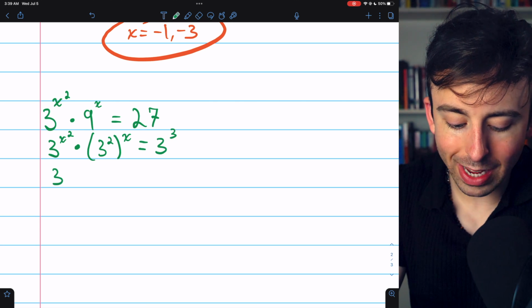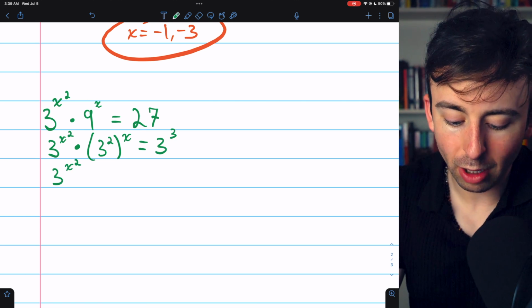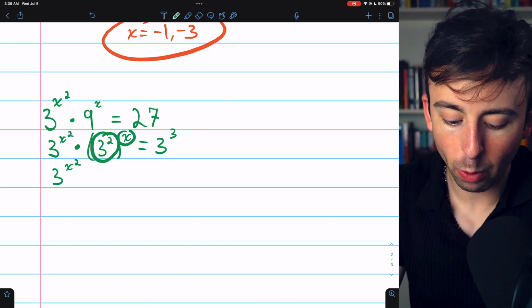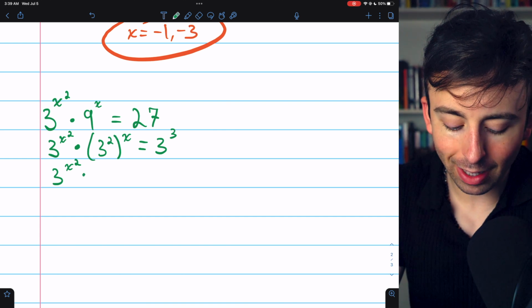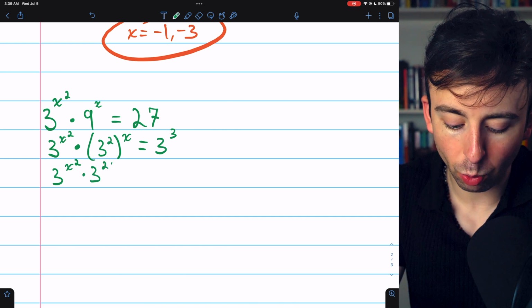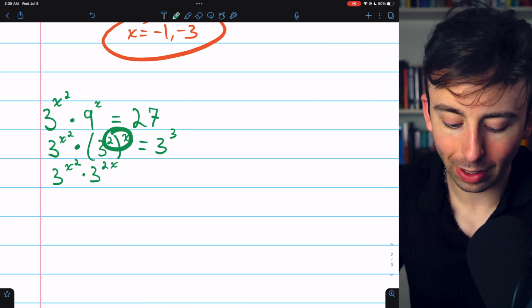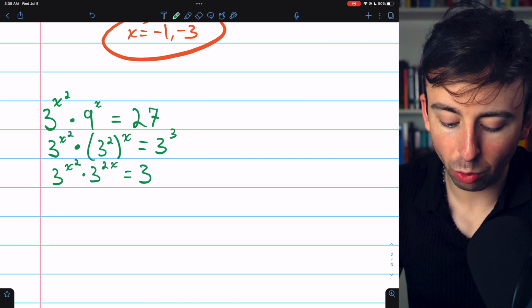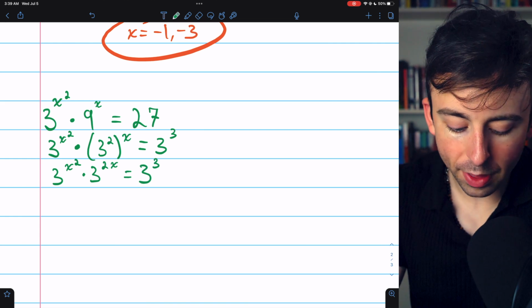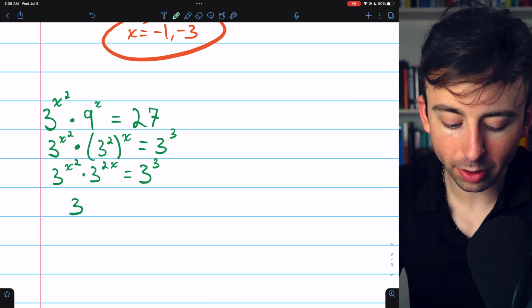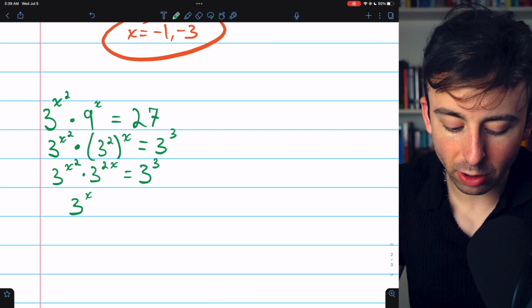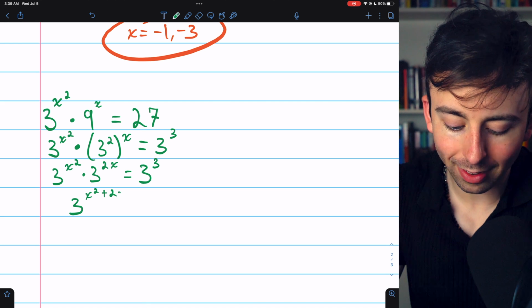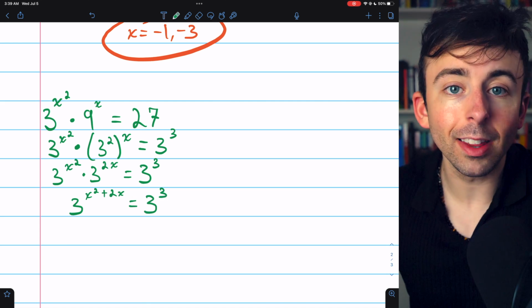Then we can apply our exponent rules. 3 squared to the power of x is the same as 3 to the 2x because we just multiply those exponents. This is equal to 3 to the power of 3. Then we can apply more exponent rules. 3 to the x squared times 3 to the 2x is 3 to the x squared plus 2x. Just add the exponents together. And this is equal to 3 to the 3.